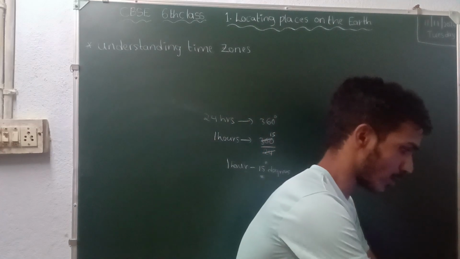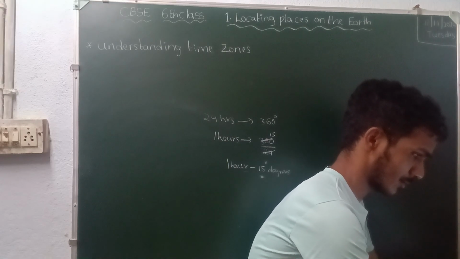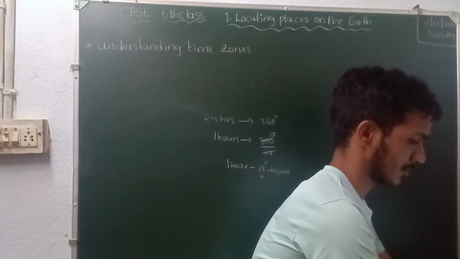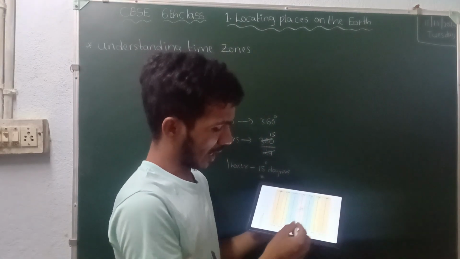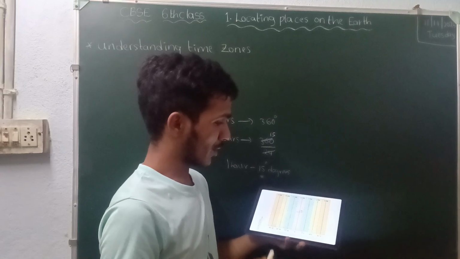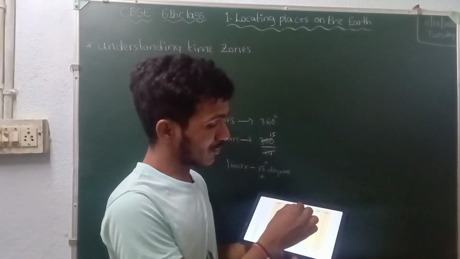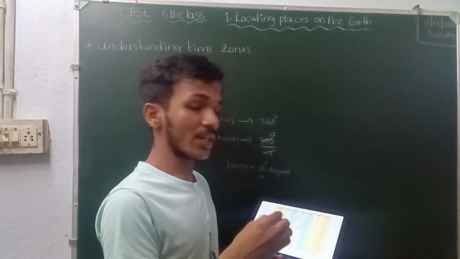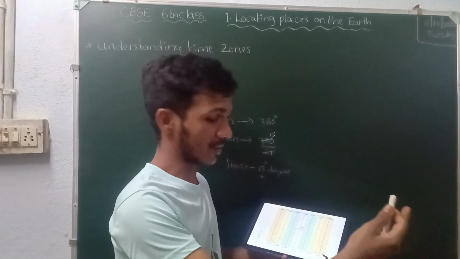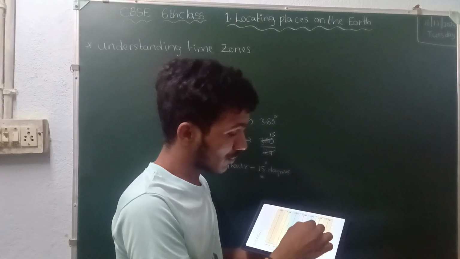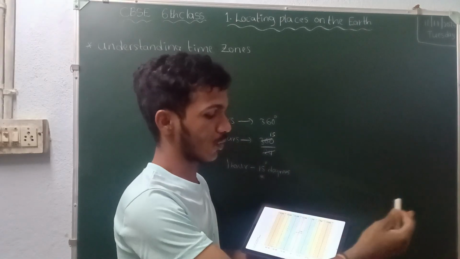So here there is a small concept. At the top there is time, and at the bottom there are the longitudes in degrees. At the Greenwich meridian, when the time is 12 p.m., at 0 degrees, if we move 15 degrees forward, the time will be 1 p.m. The time is added. If we move again 15 degrees, the time will be 2 p.m., and so on. The time will be added.